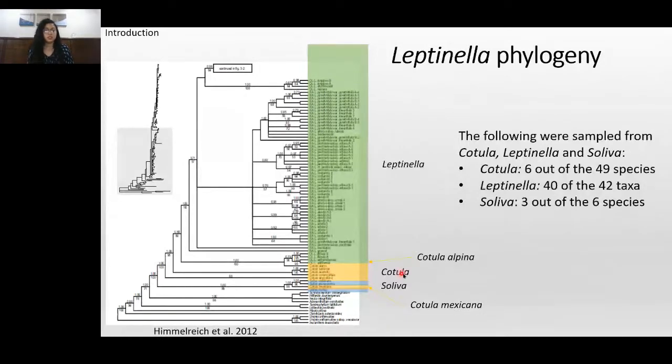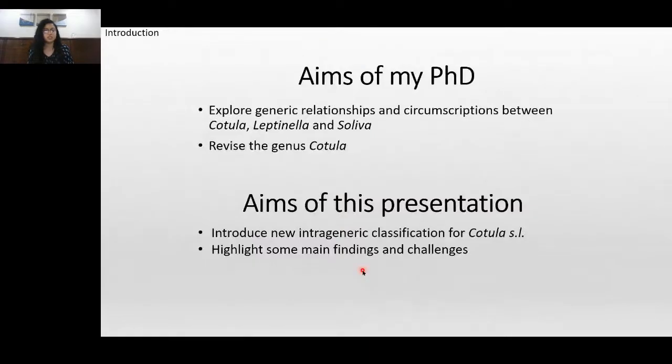The rest of the aims of my PhD are to explore genetic relationships and circumscriptions between these three genera and to revise the genus Cochlea. But the aim of this presentation, however, is to introduce new intergeneric classifications for Cochlea in the broader sense and to highlight some of the main findings and challenges.